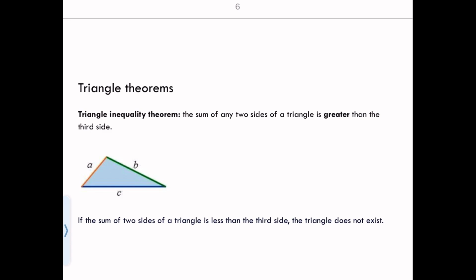So if we take a look at this diagram right here, if we take the measure of side A and add it to side B, it has to be greater than side C. And if we take side A and add it to side C, it has to be greater than side B, and side C plus side B has to be greater than side A. So any 2 sides added together has to be greater than the third side.